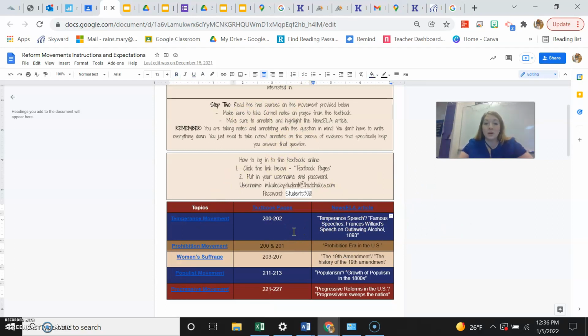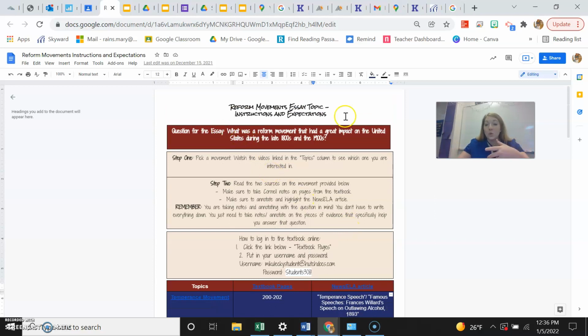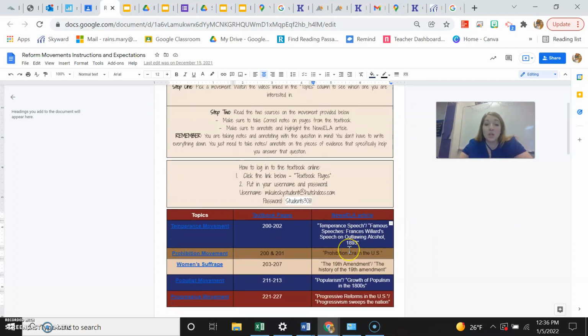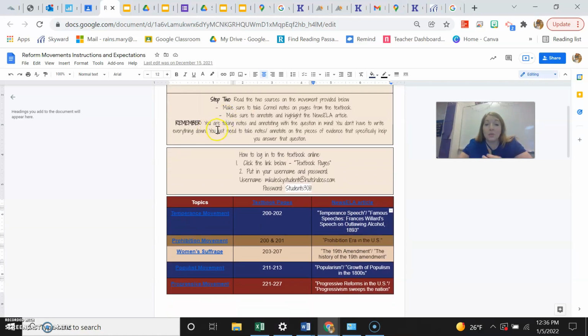You need to make sure you take Cornell Notes, or highlight the article. In the textbook, you can't actually highlight, but you can take notes, because anything you take as notes, you can use as evidence. Same thing with the Newsela article, you can actually highlight it. We'll highlight the article with the question in mind. Anything that goes with how that reform movement had a great impact on the United States is something you should highlight. And I even put here, remember, you are taking notes and annotating with the question in mind.